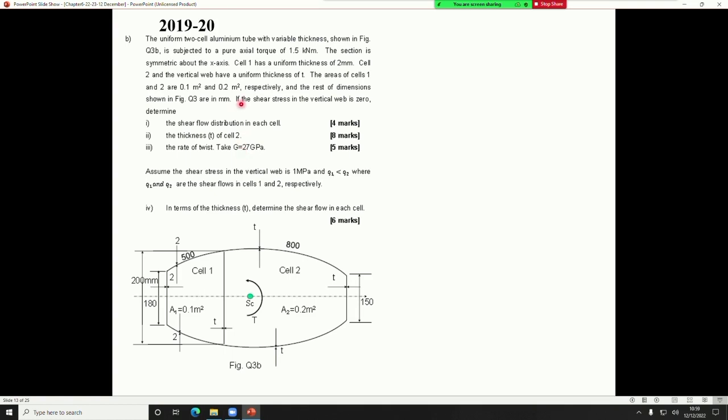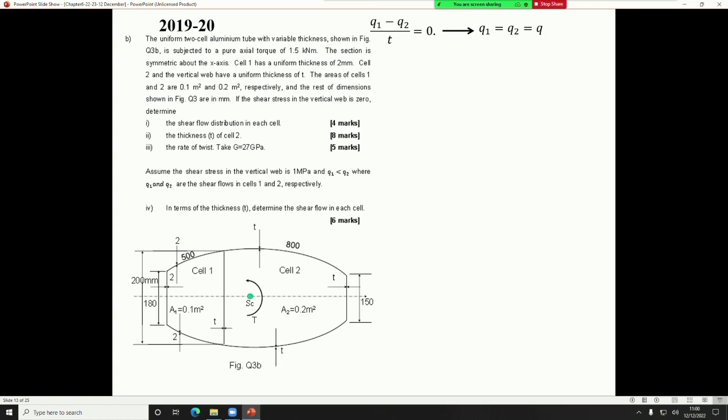Now, in this case, it says that the shear stress in the vertical web is zero. The shear stress in the vertical web is equal to the difference between the shear flows between the two divided by the thickness, T. So if I was asked to find the shear stress of the vertical web, it is equal to the difference between the shear flows of the left and right ones divided by the thickness. So when it is equal to zero, it means the two shear flows are equal. So Q1 equal to Q2, and equal to Q.